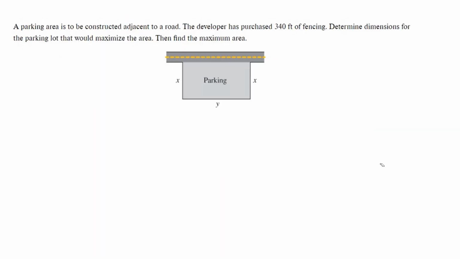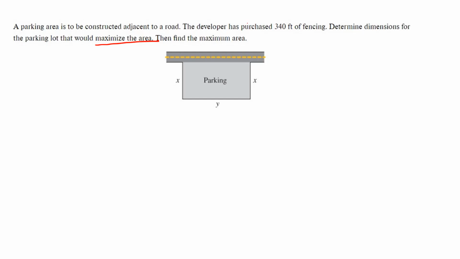All right, a parking area is to be constructed adjacent to a road. The developer has purchased 340 feet of fencing. Determine dimensions for the parking lot that would maximize the area. All right, so you want to maximize the area. When we talk about maximizing a function, we need to determine what the function is, and I'll just tell you, it's going to end up being a quadratic function, so we can find the maximum by finding the vertex.